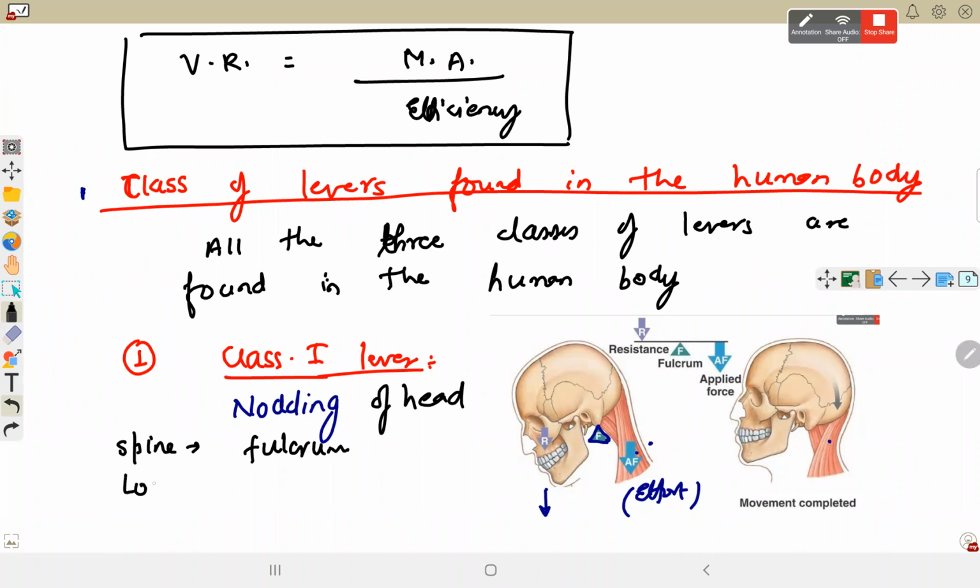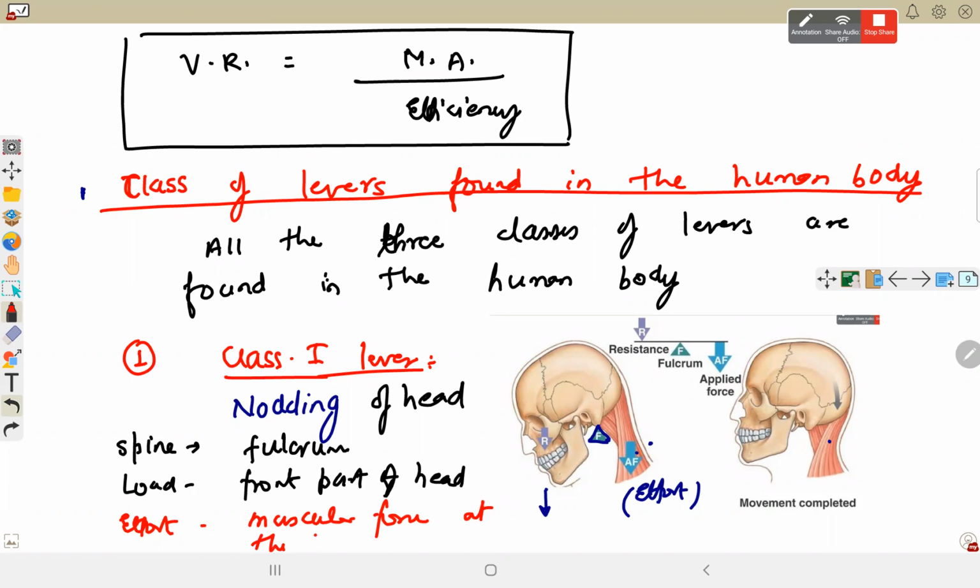Load is the front part of the head, which we are moving or which we are using to speak. And effort is by the muscular forces at the back of the head. That's how class 1 lever is found in the nodding of the head.